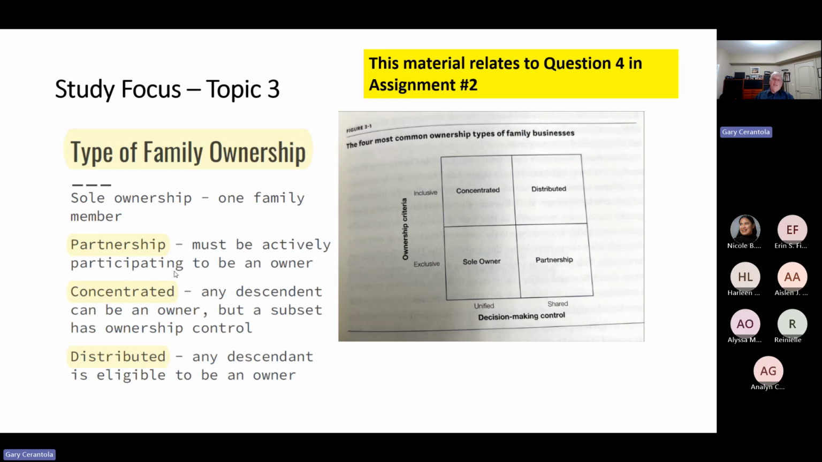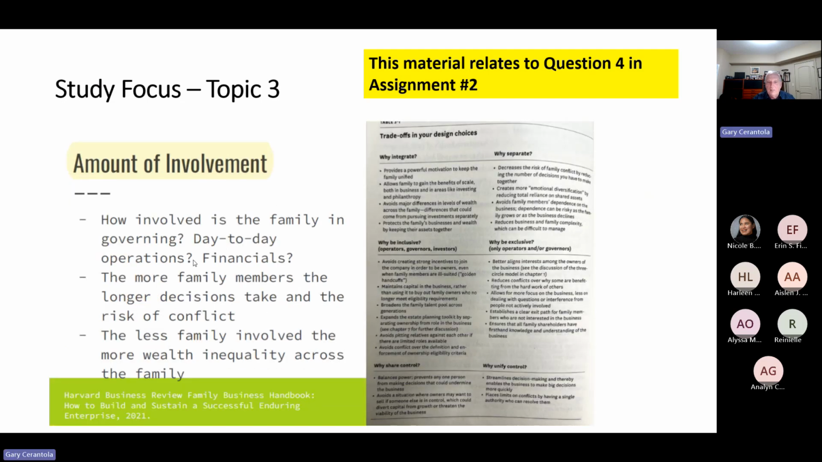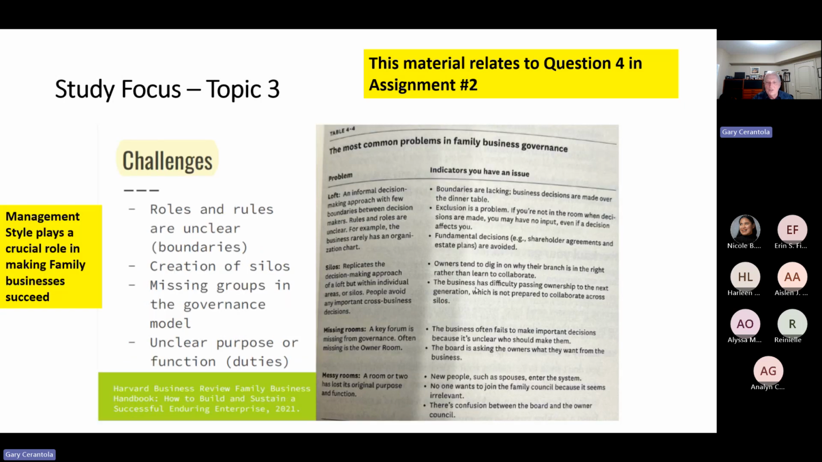And again, those kind of ownership structures dictate what the management style should be like, what the management decision style should be like as well. So amount of involvement, right? How involved is the family in governing? The more family members, the longer the decision takes, and the risk of conflict. The less family involved, the more wealth inequality across the family. So those are the kind of things that you need to take a look at to answer questions in assignment number 2.